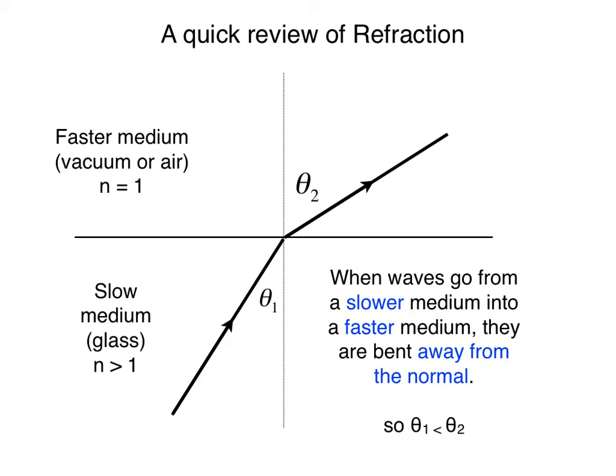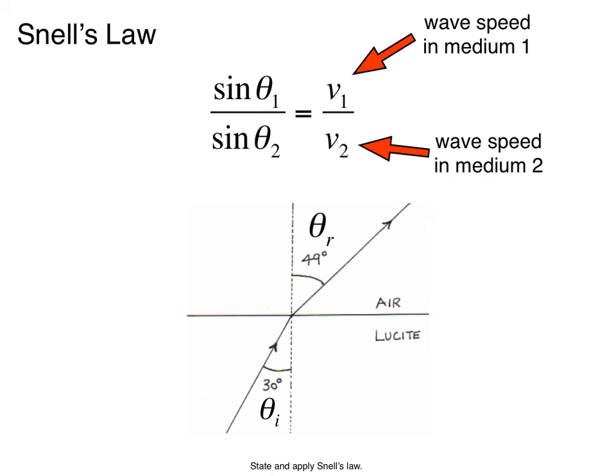Suppose we would like to calculate the angle of refraction. If we know the angle of incidence and the speed of the waves in the two materials, here is the relationship. The ratio of the sine of the angle of incidence to the sine of the angle of refraction is equal to the ratio of the speed in medium 1 to the speed in medium 2. This assumes the wave is leaving medium 1 and entering medium 2. This relationship is called Snell's law.